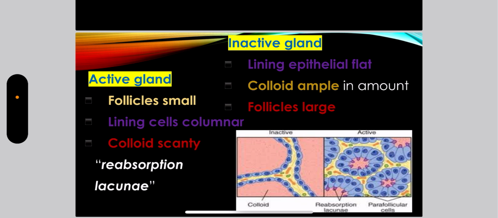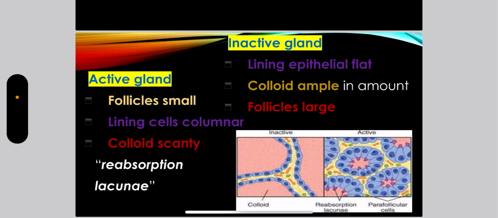But once it becomes active, it undergoes some changes. Follicles become very small, and the lining epithelial cells, as you can see in this figure, become columnar. Colloid is very much scanty, and you can see the areas where it is actively reabsorbed in the thyrocytes, there is presence of reabsorption lacuna, purple ones. These are named over here, reabsorption lacuna. So there is difference in the histological features.